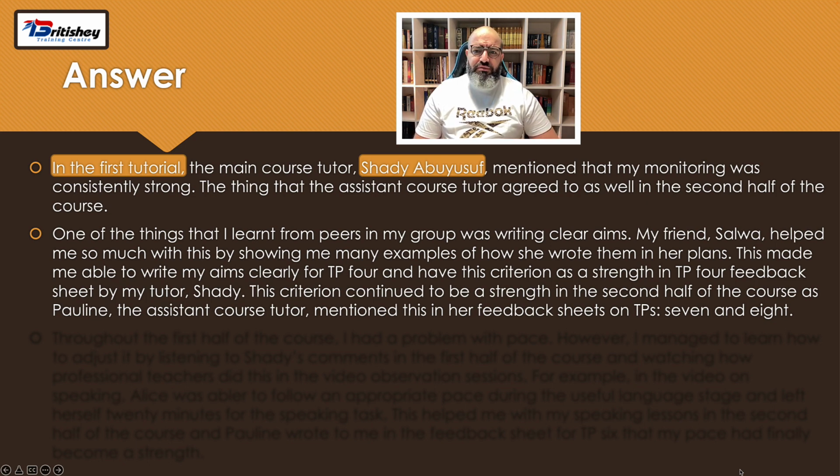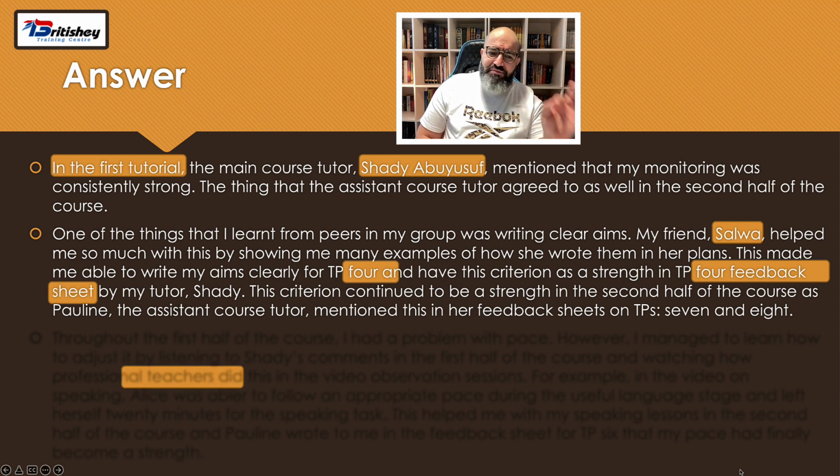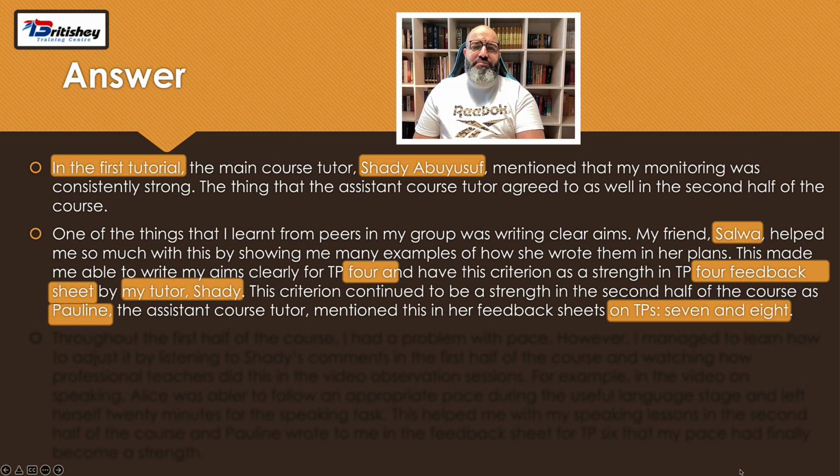Now, look at what I did. I mentioned the name of my friend on the course who helped me. And I mentioned the exact TP. And I talked about the TP feedback sheet. And I said it's TP4 feedback sheet. And I said my tutor Shadi. And I mentioned Pauline. And I mentioned TPs 7 and 8. You have to be very specific when you're talking about your strength. And as you see, in the first one, I gave an example from a tutorial. In the second one, I gave an example from an area that one of the course participants helped me with.